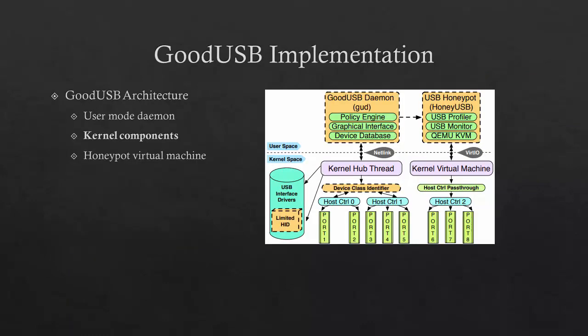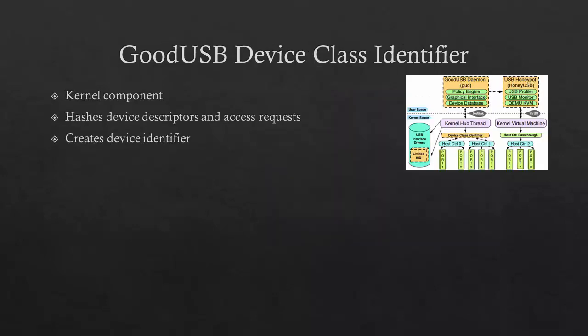In addition to the user mode daemon, good USB makes two additions to the Linux runtime kernel: a limited human interface device driver and a device class identifier used by the policy engine to classify USB devices. These are good USB's only introductions to the kernel itself. The device class identifier's primary function is to create device identifiers, which are used to identify known devices in the device database in the runtime kernel.